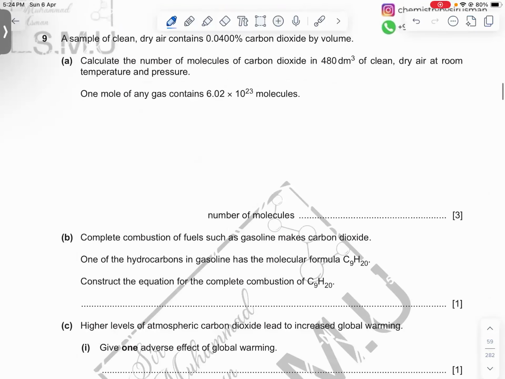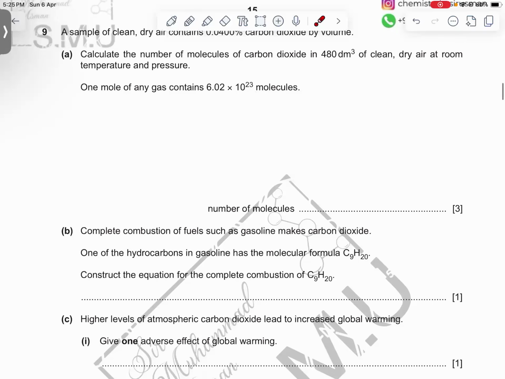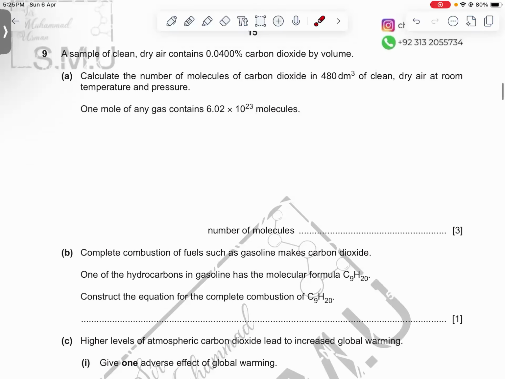Okay. Next question. A sample of clean dry air contains 0.04% carbon dioxide by volume. Calculate the number of molecules of carbon dioxide in 480 dm³ of clean dry air at room temperature and pressure. 1 mole of any gas contains 6.02 × 10^23 molecules. All right. So first of all, we have to find out that this is the total volume of air, right? This is the total volume of air.